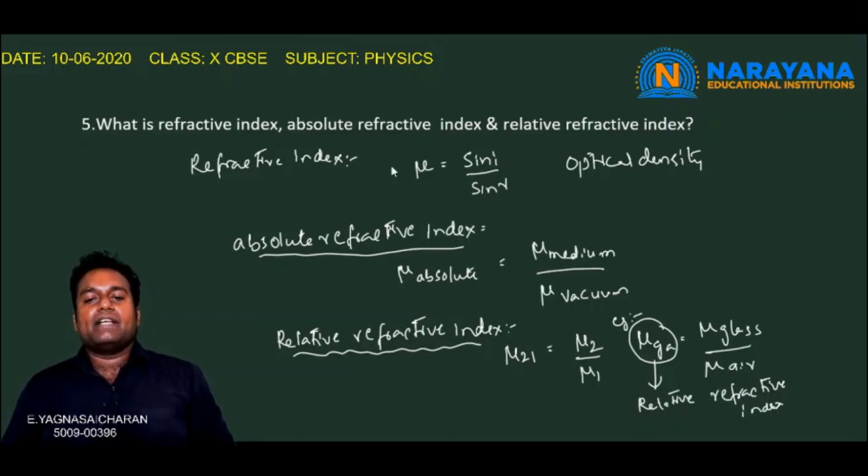So let us see, refractive index is nothing but mu is equal to sin i by sin r. It is the bending ability of light in a particular medium, so it is also called optical density. Absolute refractive index is the ratio of the refractive index of the medium with respect to vacuum. Relative refractive index is defined as the refractive index of the second medium with respect to the first medium, or one medium with respect to another medium. So this is relative refractive index.